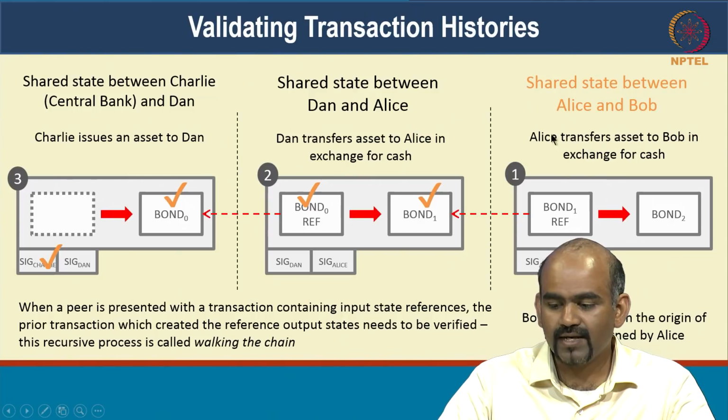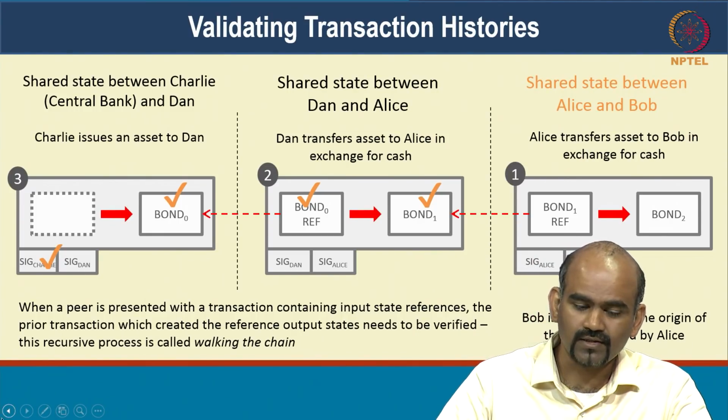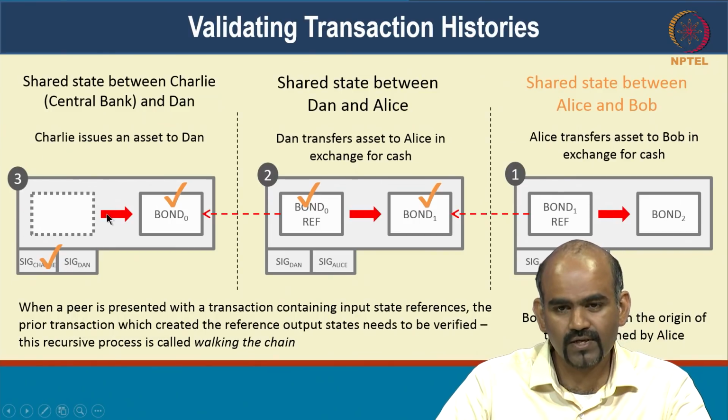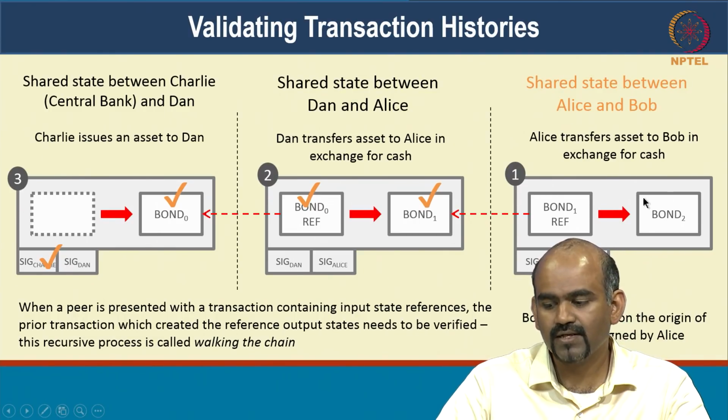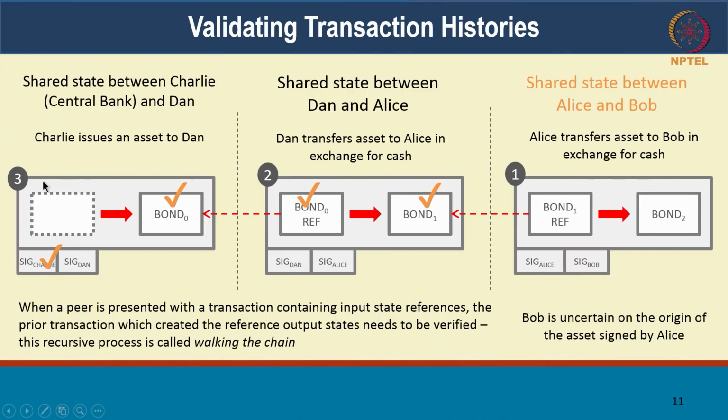And now let's say Alice shares this with Bob. Now Bob needs to verify the whole chain. The fact that Charlie issued it to Dan, Dan then issued to Alice, all that has to be verified by Bob: okay, this is actually a legitimate piece of state that has come from the central bank and has gone through a certain set of legitimate transactions. So I can believe this, and then I'll be willing to purchase that bond. So the final transaction is also signed by Alice and Bob.